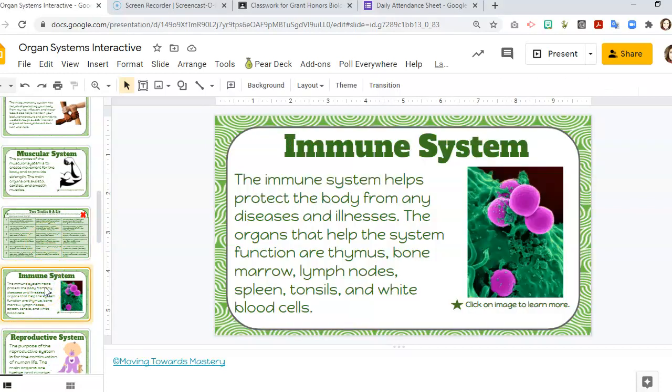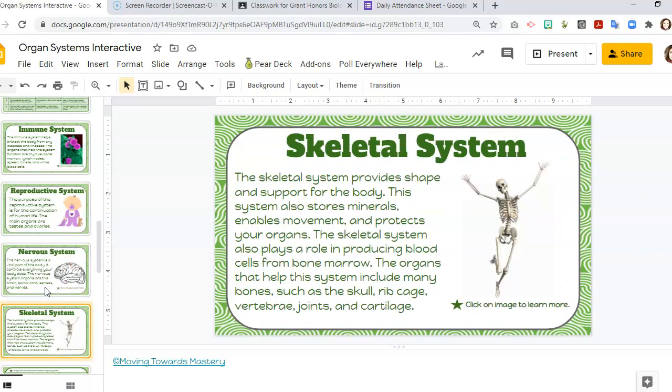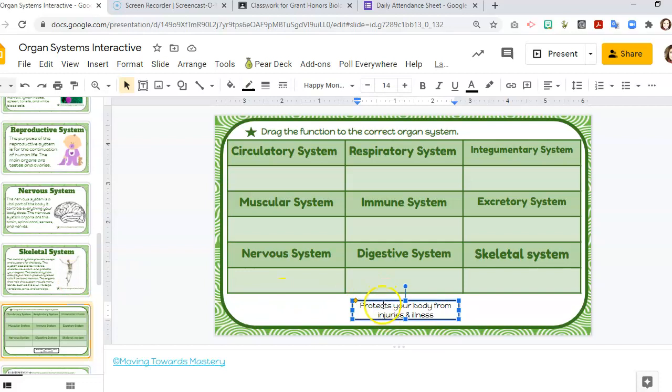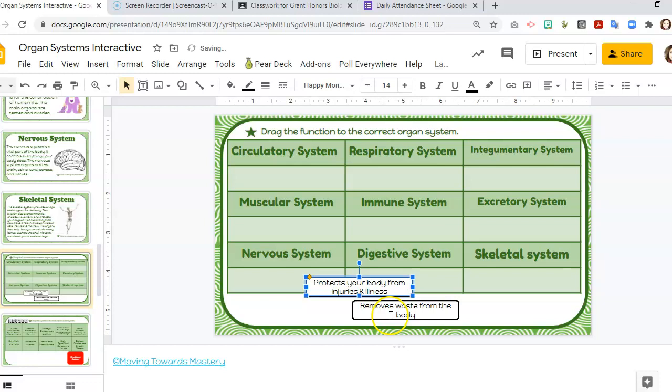Slide 11 talks about the immune system. Then we have the reproductive system, the nervous system, the skeletal system. And so what you're going to do here is, like this one says, protects your body from injuries and illness. So you need to click and drag the function to the correct organ system. Notice how there are several underneath, so you don't just have to do one. You need to make sure you fill out all the boxes.